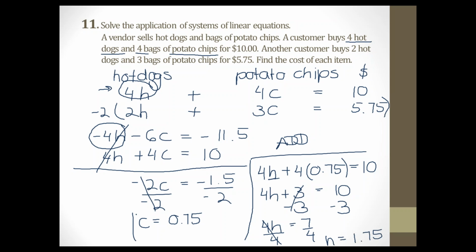So that means that the potato chips were 75 cents, and the hot dogs, each hot dog costs $1.75.